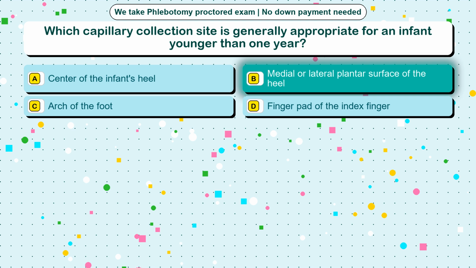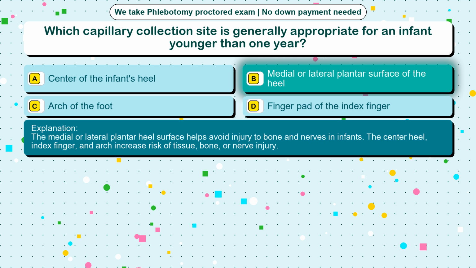The correct answer is option B. Medial or lateral plantar surface of the heel. The medial or lateral plantar heel surface helps avoid injury to bone and nerves in infants. The center heel, index finger, and arch increase risk of tissue, bone, or nerve injury.